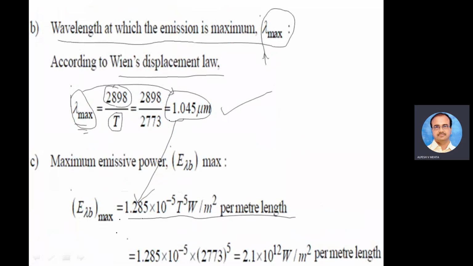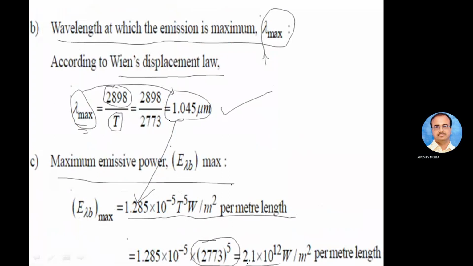So when we put the value of temperature in Kelvin, we will get the answer, that is 2.1 into 10 power 12 watt per meter square per meter length. That is the maximum emissive power, where in this formula lambda max is already available.